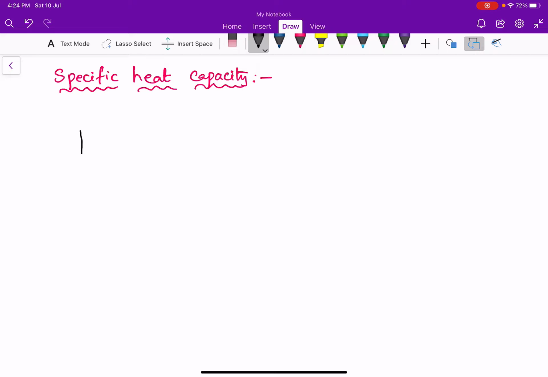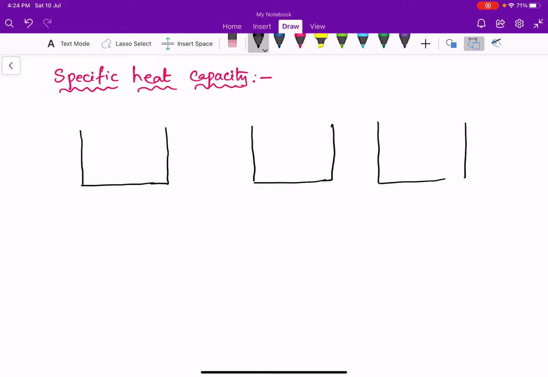I am taking a vessel 1 like this, and I am taking vessel 2, and I am taking another vessel 3. Three vessels. Suppose water is there in the first vessel, and the same water is there in the second vessel. Vessel number 1 and vessel number 2. Consider this as vessel number 3.